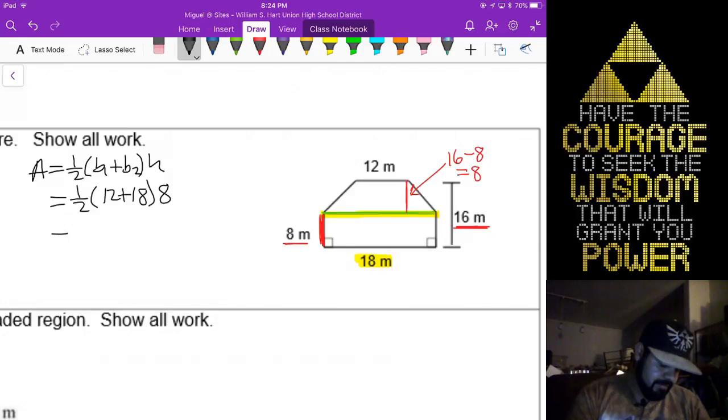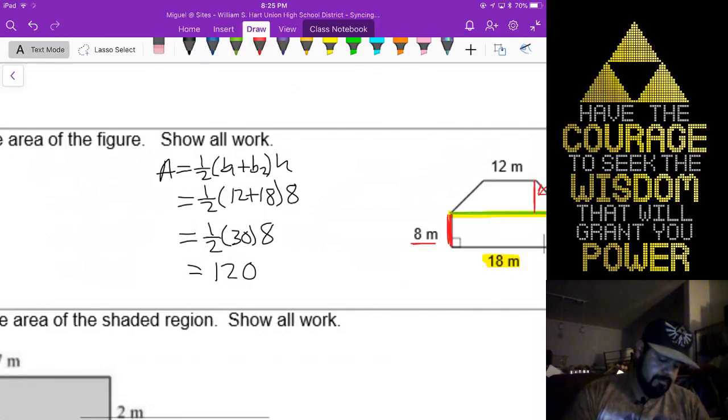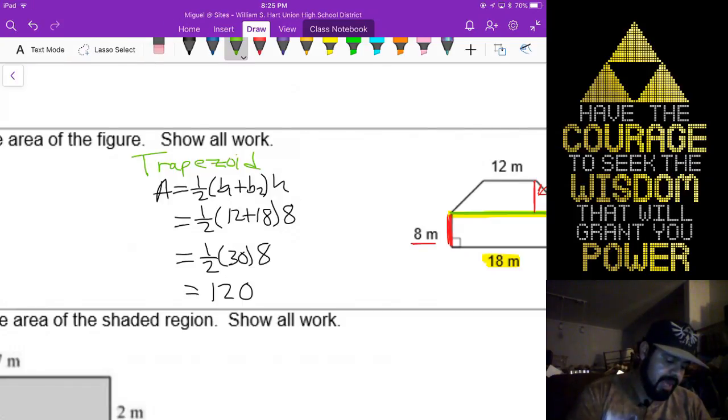So then 1/2 of 30 times 8, which will give me 120. But that's the area of the top part. I still need to combine with that the area of the bottom.